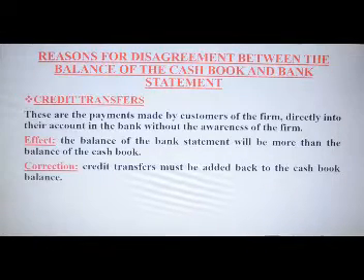So as a result of that, the balance of the bank statement will be more than the balance of the cash book, and in correcting that, our credit transfer should be added back to our cash book balance.